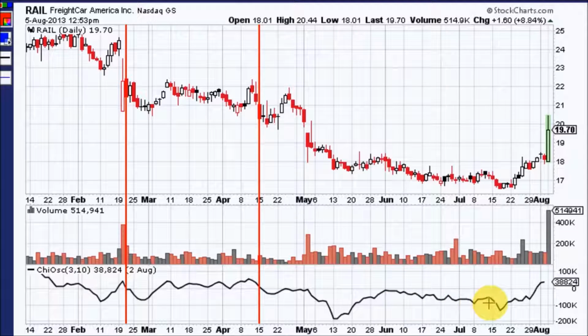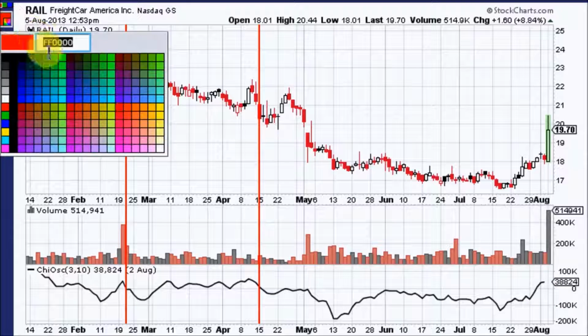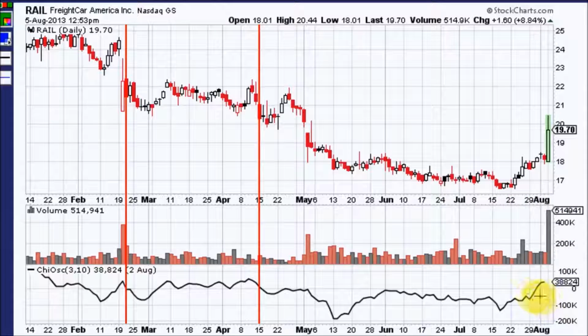Then Chaikin trends down along with the stock, but right here it shows that momentum in accumulation is increasing, and the buy signal comes when it crosses back up through the zero line right here. But it warned early that there was momentum behind this accumulation.